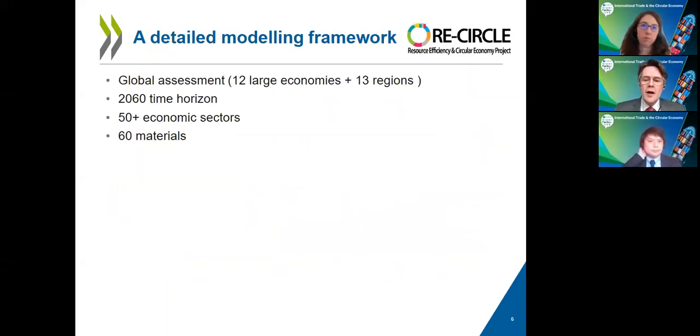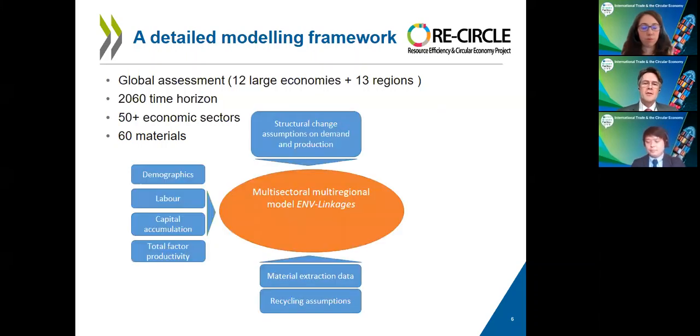So how do we come about with this type of assessment and this type of outlook? Well, we use a large-scale modeling framework based on a global assessment with 25 regions and a time horizon of 2060. So we make annual projections for the coming 40 to 50 years, looking at what happens to the economy, what the main drivers of economic growth are, and then link that to the materials use. We have more than 50 sectors in the model, and we distinguish 60 different materials.